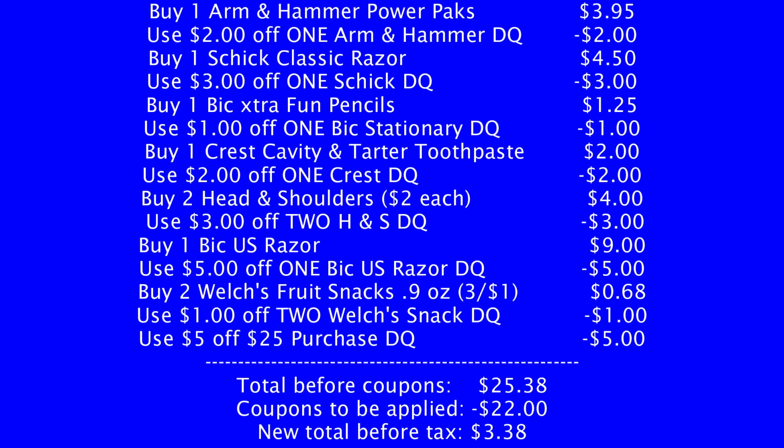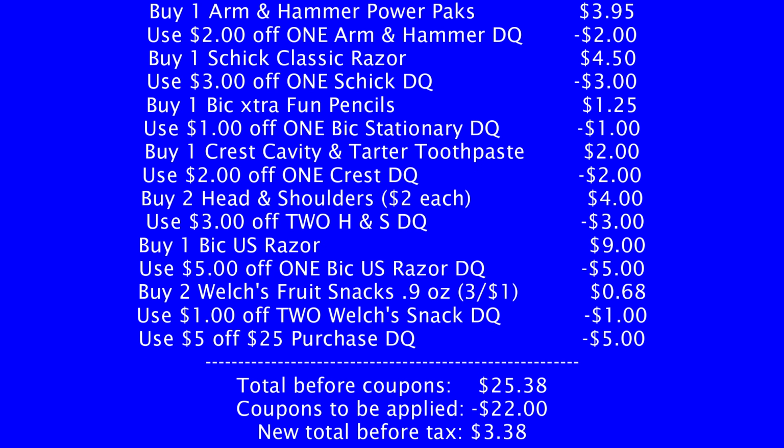We're going to pick up one Crest Cavity and Tartar Protection toothpaste. They're $2 each. You're going to use that $2 off 1 Crest toothpaste digital coupon. We're going to pick up 2 of the Head & Shoulders out of the travel section. They are $2 each. We're going to use that $3 off 2 Head & Shoulders digital coupon. Then we're going to pick up one of those Bic Us razors. They are $9 each. We're going to use that $5 off 1 Bic Us razor digital coupon.